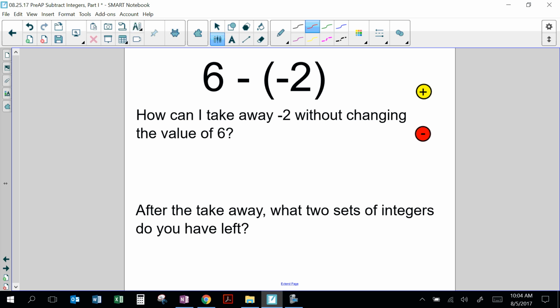How can I take away, again, take away, negative 2 without changing the value of 6? So we're starting with 6. So show me 6. 1, 2, 3, 4, 5, and 6. I need to take away negative 2 without changing this value of 6. So what do I need? I need 0 pairs.